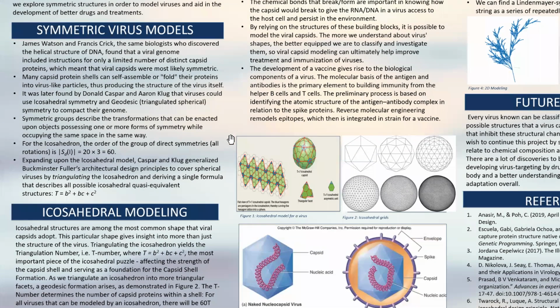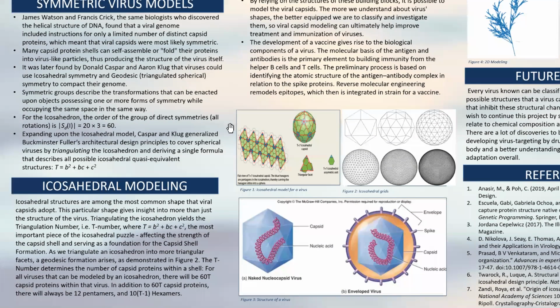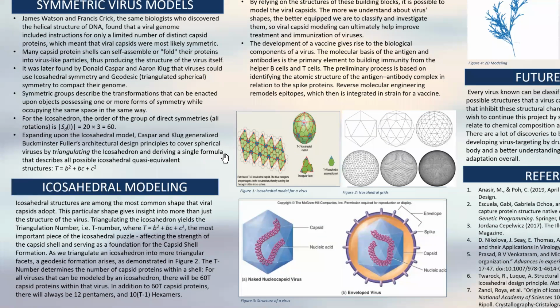Expanding upon the icosahedral model, Caspar and Klug generalized a model for triangulating the icosahedron, known as the Caspar-Klug model of quasi-equivalence, which describes all possible icosahedral structures and gives the definition of the triangulation number, T equals b squared plus bc plus c squared, where b represents the steps from the edge of a pentamer and, upon turning 60 degrees counterclockwise, taking c steps to reach the next pentamer. This particular shape gives insight into more than just virus structure.